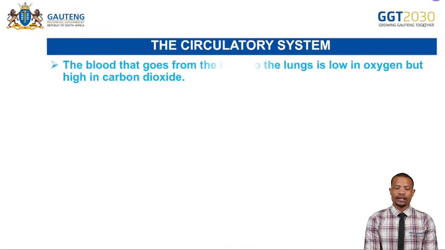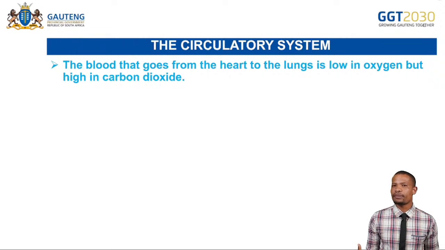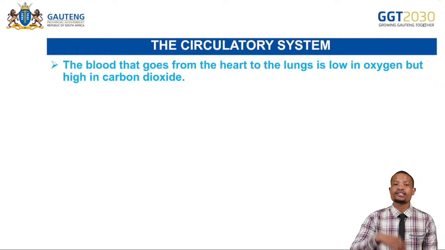Okay, let's continue. The blood that goes from the heart to the lungs is low in oxygen but high in carbon dioxide. So what do we call this blood? It's called deoxygenated. Why? Because it's low in oxygen and high in carbon dioxide.